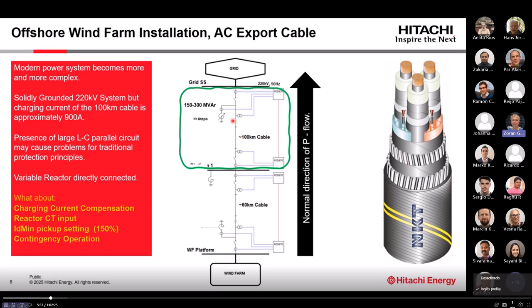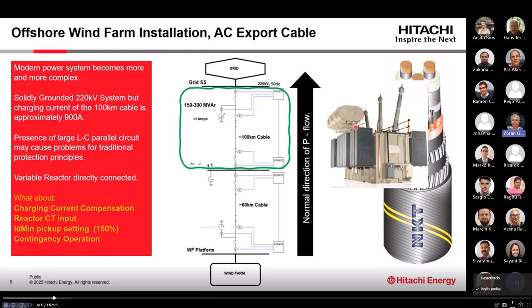And what is the problem here? This cable, being extremely long, has a charging current of about 900 amps primary. This is quite a lot because the CT ratio here is 1500 to 1. Practically, almost 2/3 of the rating of the CT is just charging current. Therefore, they try to compensate with the variable shunt reactor shown here. And this introduces the presence of both the shunt capacitance of the cable and the shunt inductance of the variable shunt reactor within the protection zone.